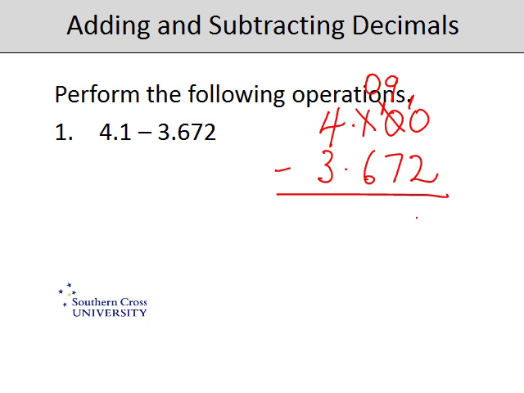So 10 thousandths take away 2 thousandths is 8. 9 hundredths take 7 hundredths is 2 hundredths. 0 take 6 we can't do, so we need to take one of these ones and pay it back as 10 tenths. So now we have 10 tenths take away 6 tenths is 4 tenths. 3 take away 3 is 0. So our answer is 0.428 or 428 thousandths.